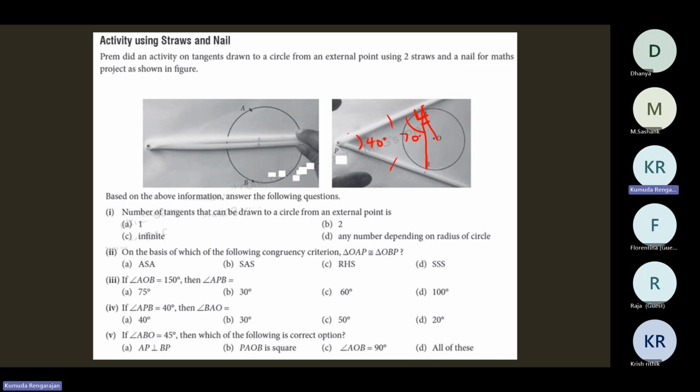Because this is an isosceles triangle, these two sides are equal. So 180 minus 40 is 140, by 2 is 70, 70. But this one is 90, since the angle between the radius and the tangent is 90. So 90 minus 70, this is 20. Yeah, for the last one, the answer for the last one: PAOB is a square. It will be 90.